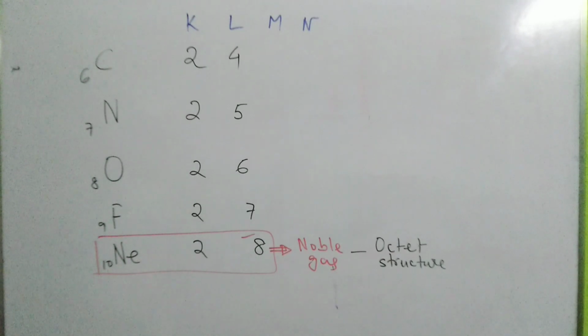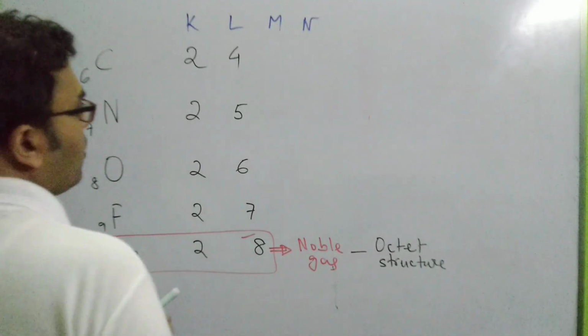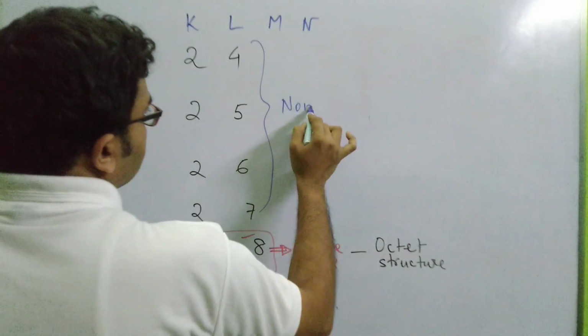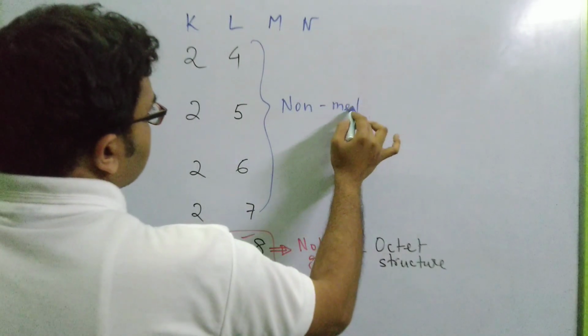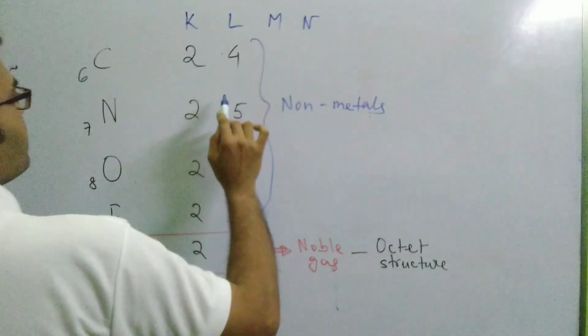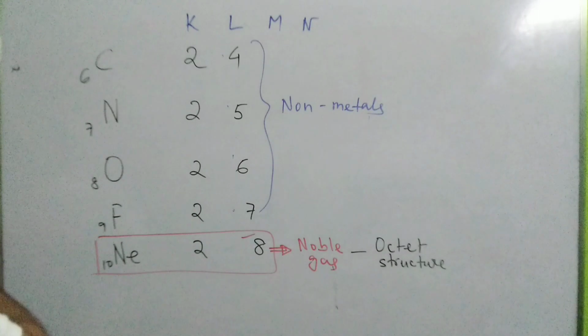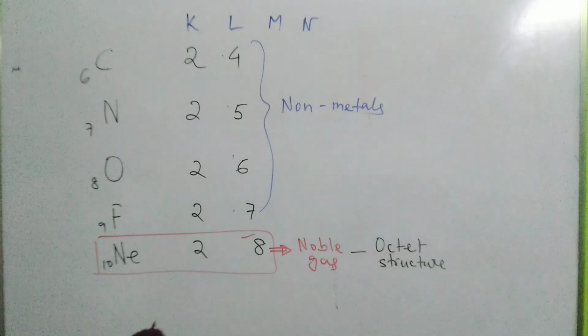And if we consider from carbon to fluorine, all these elements are basically non-metals. So you can consider that non-metals generally have 4, 5, 6 or 7 electrons in their outermost shell. These are the facts that you have to remember in order to identify an element as a metal or non-metal. Okay, fine. So now let us move on to the next 5 elements.